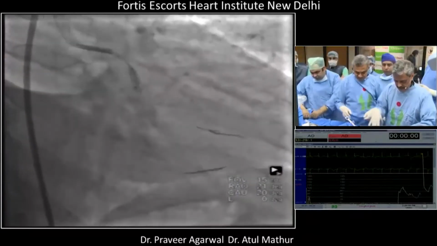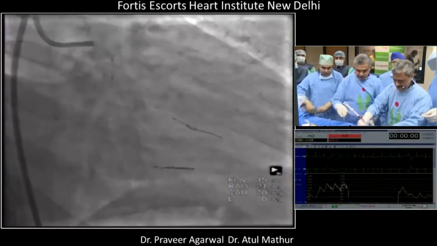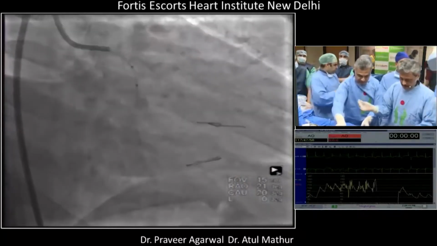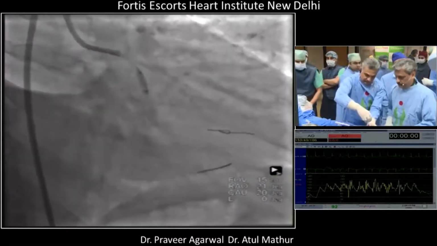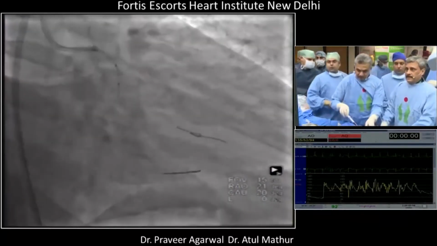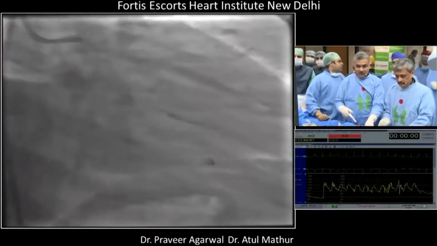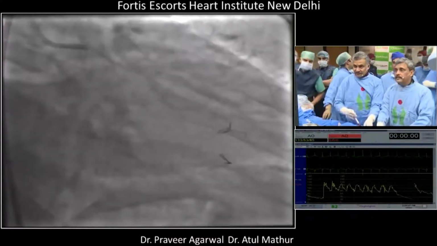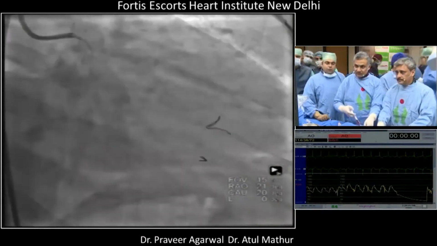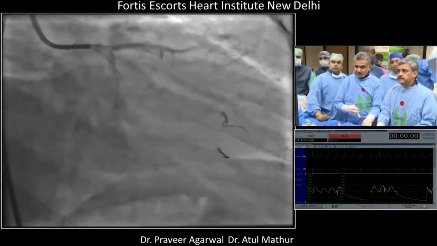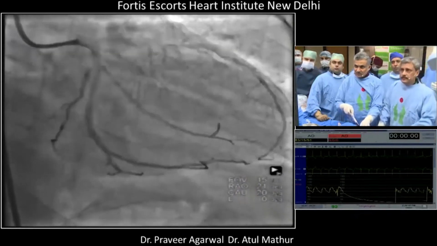Okay, nitro. Here you go. We give nitro. All right, we'll give a little nitro, take assessment of the sizes. Ready? Okay. So you can see some dissections in both the vessels.